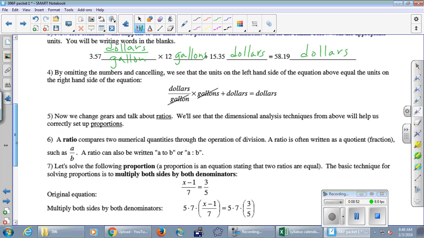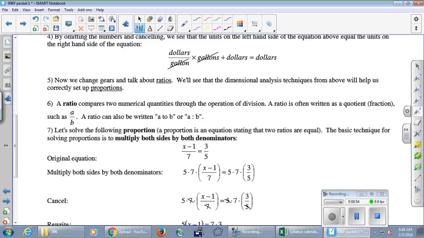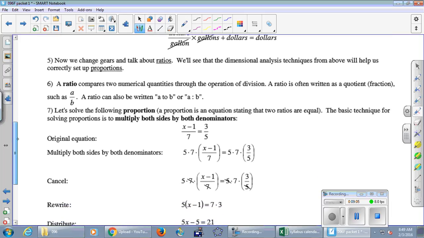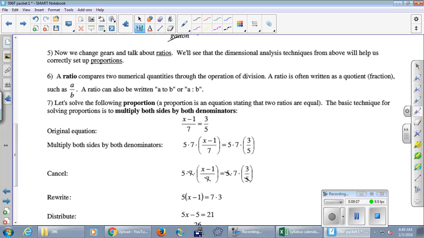Okay, number 5. Changing gears and talking about ratios, and we're going to see that something called dimensional analysis techniques, the ones that we just used above here, will help us correctly set up proportions. So first, some definitions. Number 6, a ratio compares two numerical quantities through the operation of division. A ratio is often written as a quotient or fraction, such as A over B. A ratio can also be written A to B, and then that colon in there is also read the same as the first thing we said, A to B.